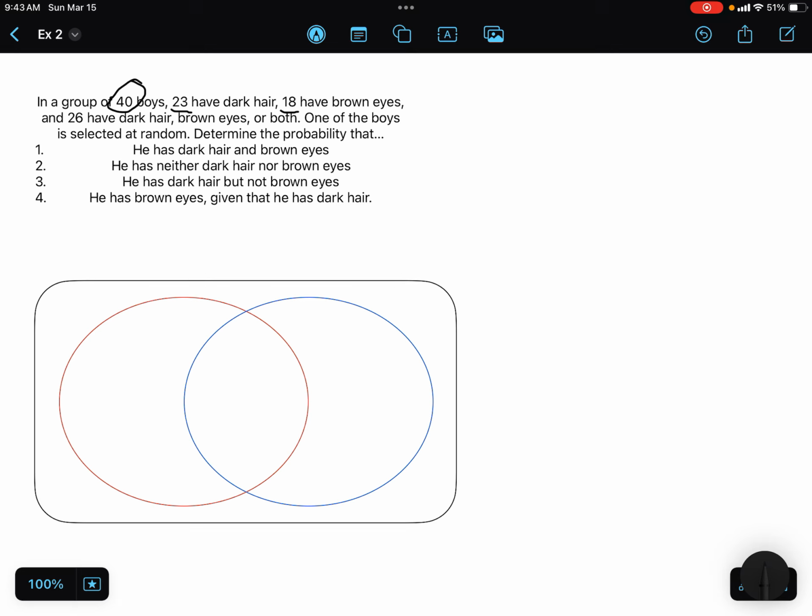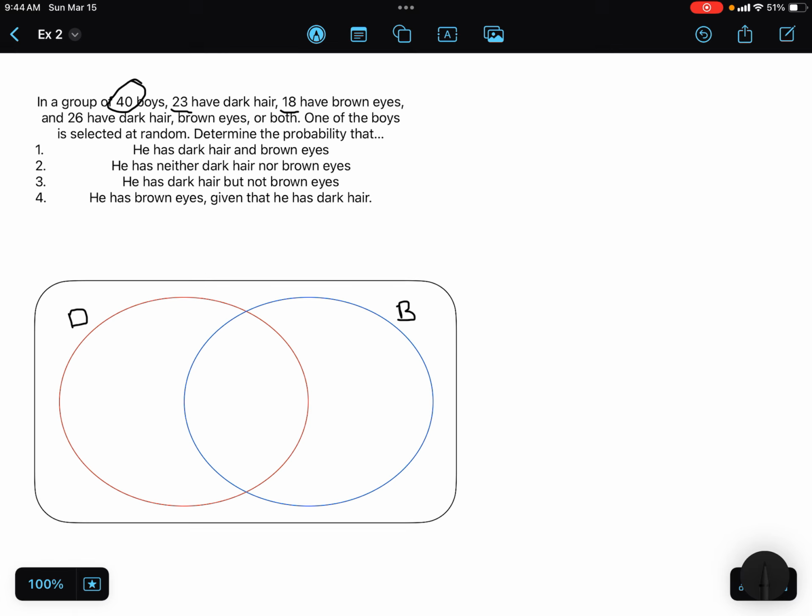So first, let's build our Venn diagram, and there is a strategy to this. So pay attention to the order in which we do things. First thing we're going to do is pretty simple. We're going to label our circles. So I'm going to make the red circle D for dark hair, and make the blue circle B for brown eyes.